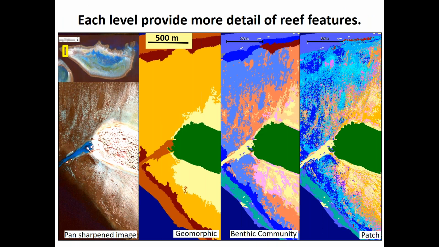Here's an example of the different levels of detail of a pan-sharpened image that we used to create first a geomorphic map where you see the different zones, then a benthic community map, and lastly a patch map, where the colors represent the different zones, the benthic communities, or the patches.